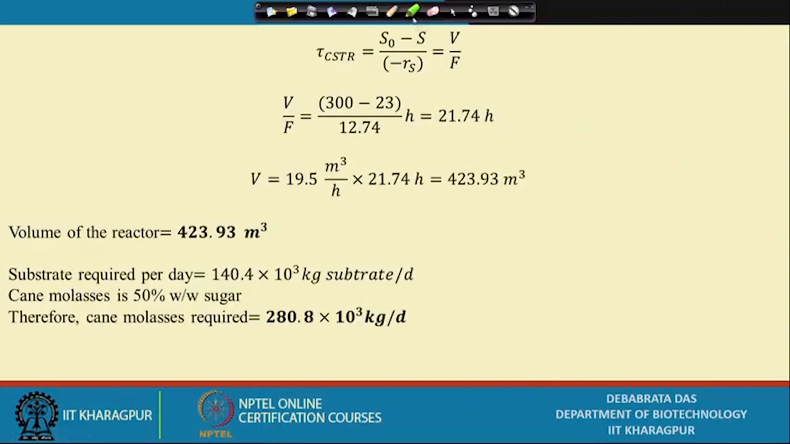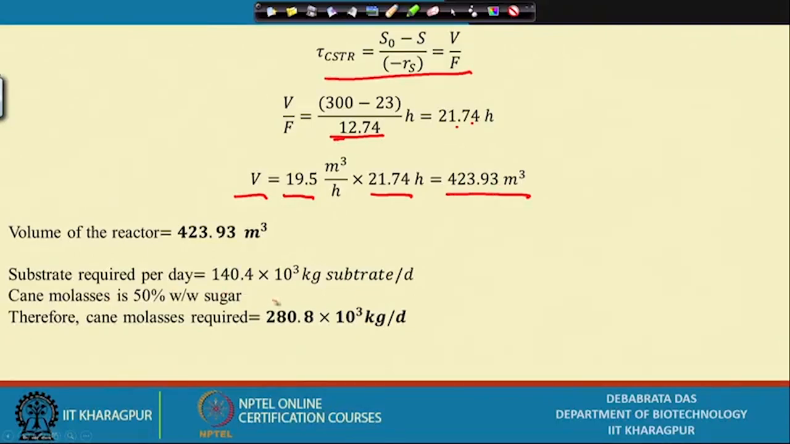And we find out the value of tau is equal to V by F, equal to (S0 minus S) by minus RS. So, we know this value, this is 300 minus 23, divided by that RS, 12.74, and this is equal to 21.74 hours. So, V equal to what will be that? This is the flow rate that we have, this is per hour. So, the volume of the reactor will be 423.93 cubic meter.